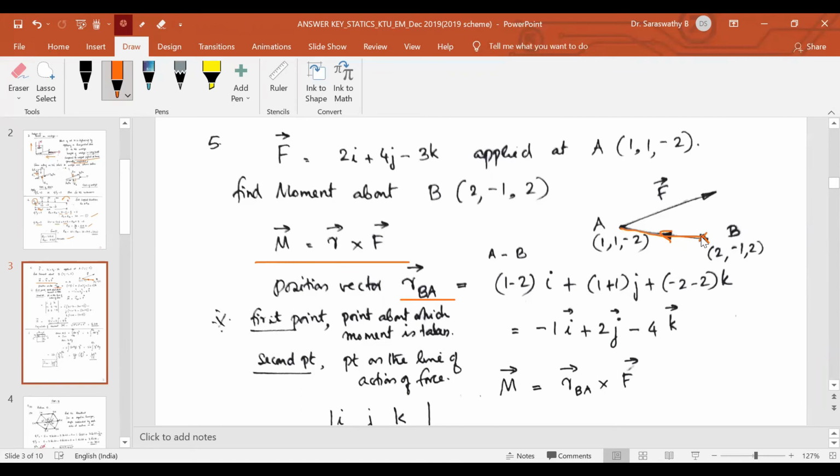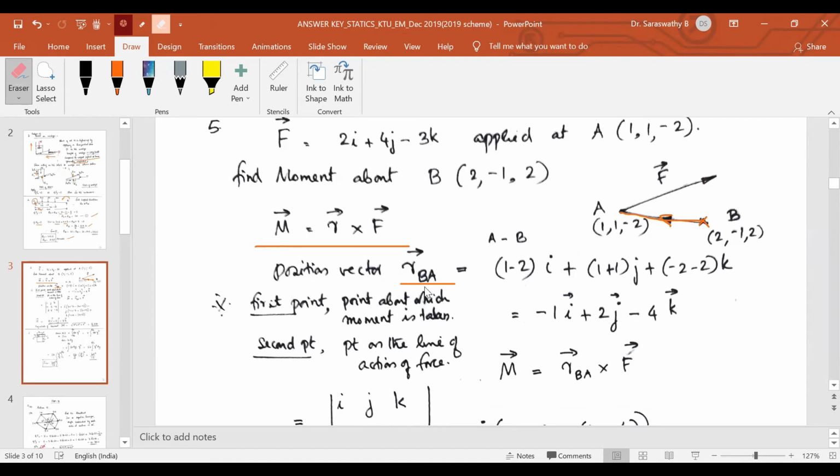From the point where the moment has to be found out, connect a vector to any point on the line of action. It can be here, or here, or here, anywhere. But since we are given the coordinates of point A, we connect point A as well as B, BA. That is, in the position vector, the first point should be the point about which moment is taken, and the second point must be any point on the line of action of the force.